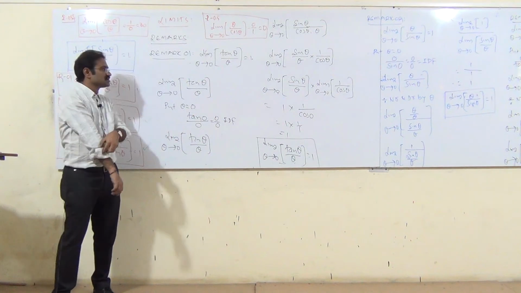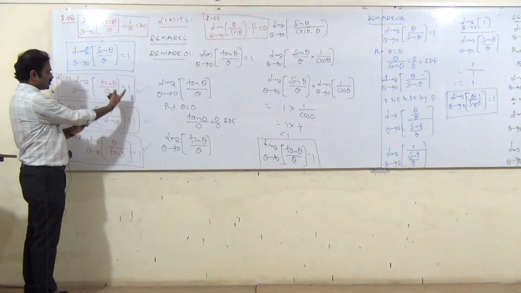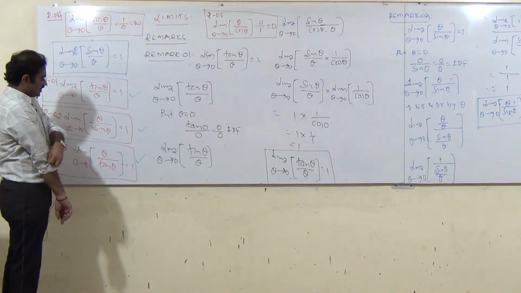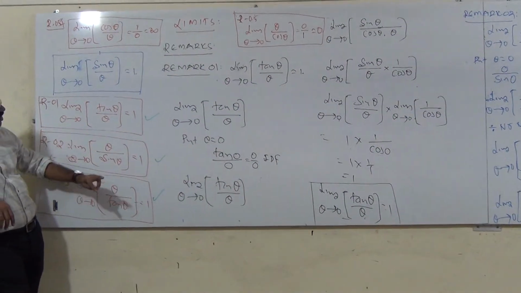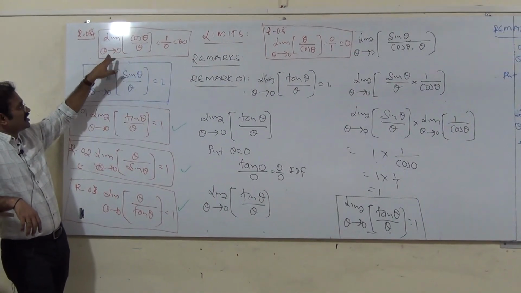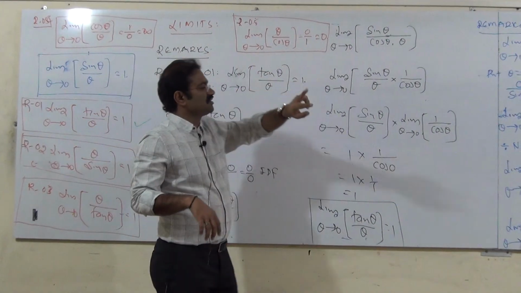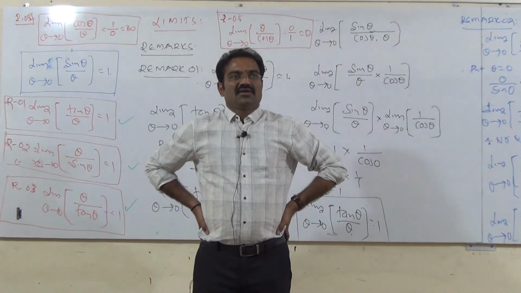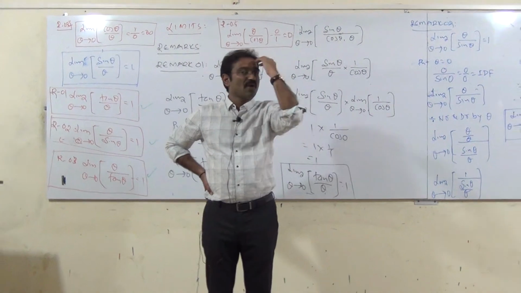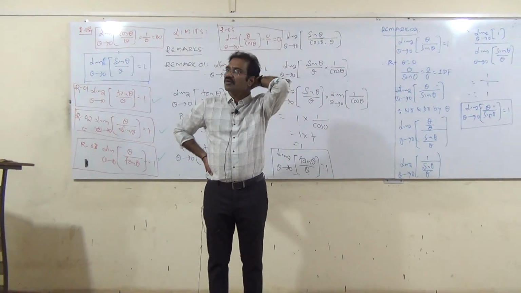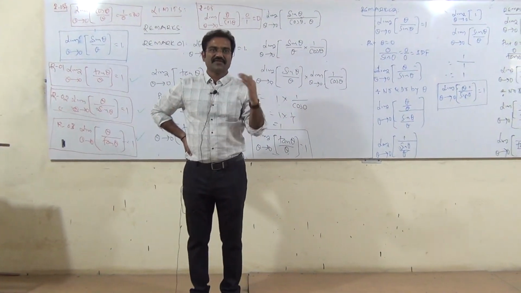Using this, we have the set of identities. Tan theta by theta, theta tends to 0, is equal to 1. Theta by sin theta, theta tends to 0, is equal to 1. Its reciprocal is also 1. Cos theta by theta, theta tends to 0, it is infinity. And theta by cos theta is equal to 0. This is the main theorem. Tomorrow onwards I will solve the problems using the trigonometric functions. It means it is applicable to the trigonometric functions.